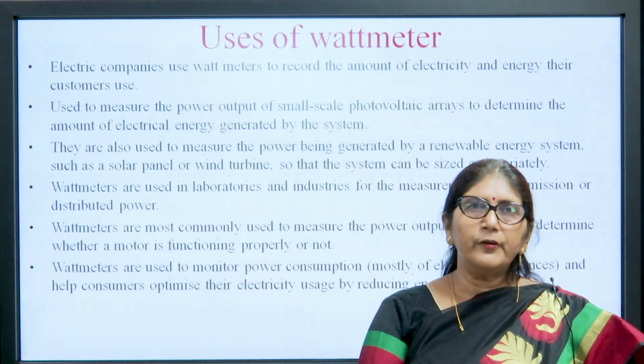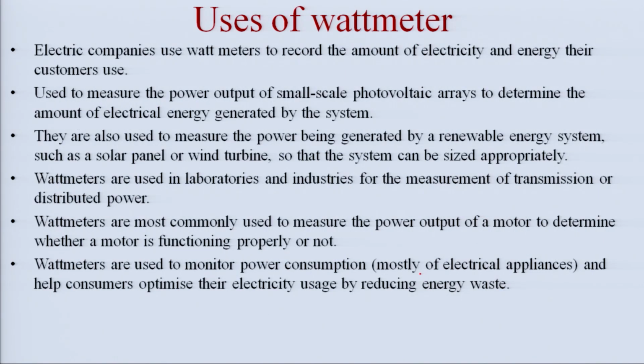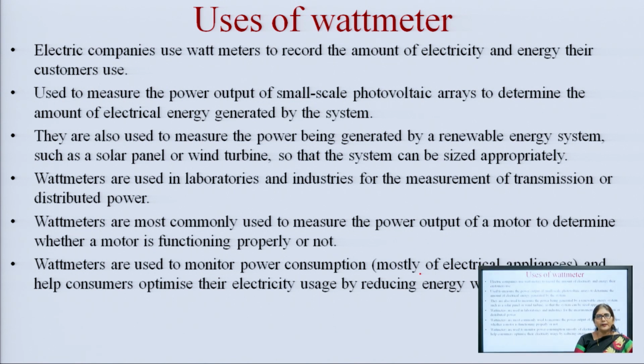Now, the uses of the wattmeter. A wattmeter is used to record the amount of electricity and energy used by the customer. Suppose we have purchased any instrument and we want to find out what power it will consume, so we can measure the wattage of that instrument. We can also measure small scale photovoltaic systems to determine the amount of electrical energy generated by them. We can also measure the power output of a motor to determine whether the motor is functioning properly or not. A wattmeter is also used to monitor power consumption and other things.